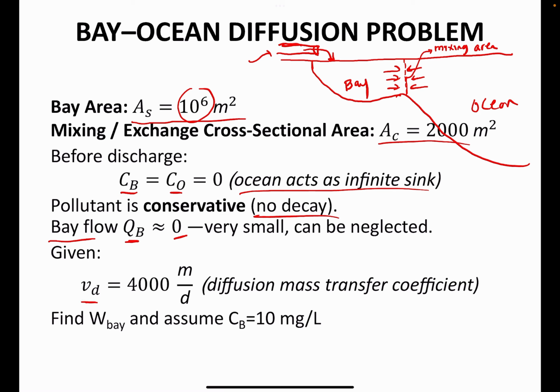And let's assume that V_D is 4,000 meters per day, which is the diffusion mass transfer coefficient. We want to find the loading to the bay, and assume that the concentration of this conservative pollutant in the bay is 10 milligrams per liter.